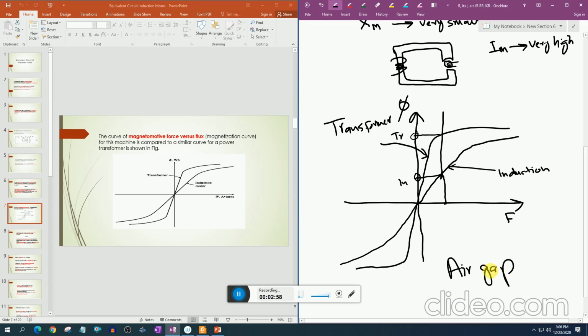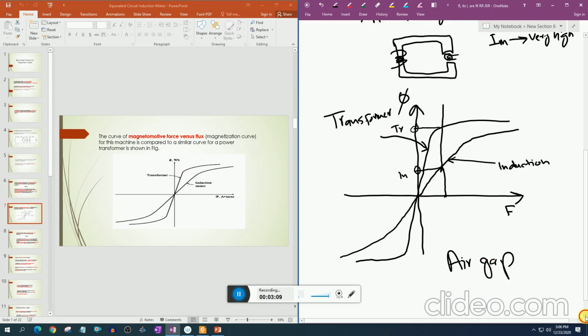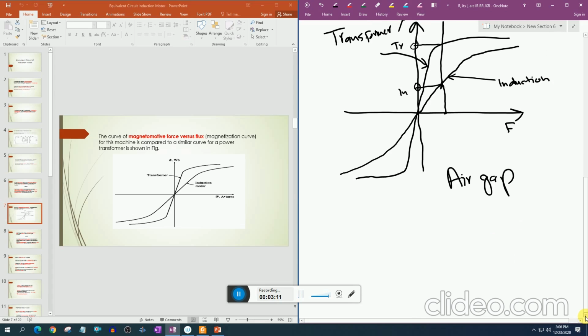In the motor there is an air gap. When there is an air gap, as we already studied in chapter number 1, the reluctance of the air gap is very high. When the reluctance of the air gap is very high, a high amount of magnetization current is required to produce this kind of flux, and the flux produced with the same magnetomotive force is small. So this is the reason its shape is like that, a little bit shallower.